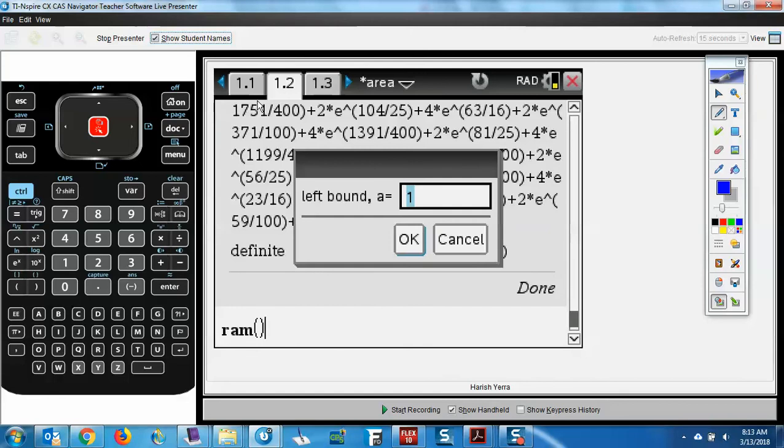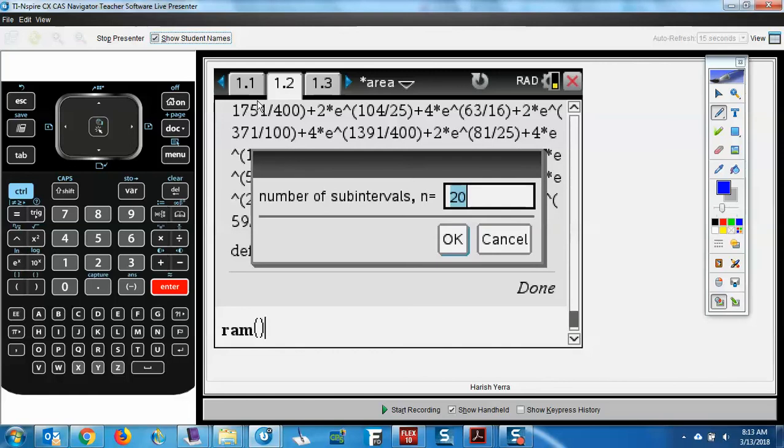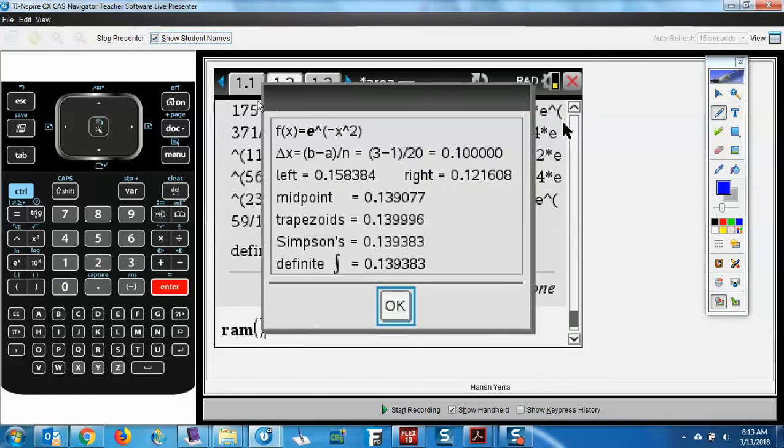And then, what was it? It was from 1 to 3. So left bound 1, right bound 3. We want to do 20 subintervals, okay? So hit OK. There you go. Okay? So there's your L20 approximation, your R20, your T20, your M20.